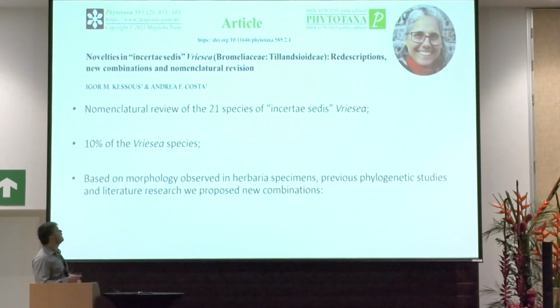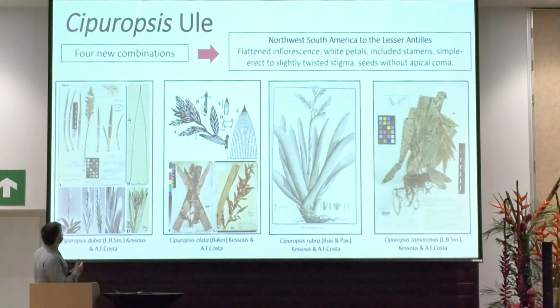And we present a nomenclatural review of 21 species of a group called Incertae sedis Vriesea, which we were not sure belonged to Vriesea. Okay, this comprised 10% of all Vriesea species, and based on morphology, especially in herbarium material, previous phylogenetic studies, and literature research, we propose new combinations that I will show very briefly here. For Cipuropsis, we propose 4 new combinations of these 4 species.